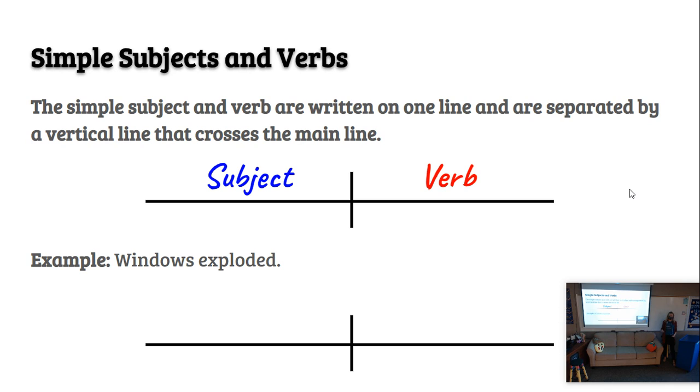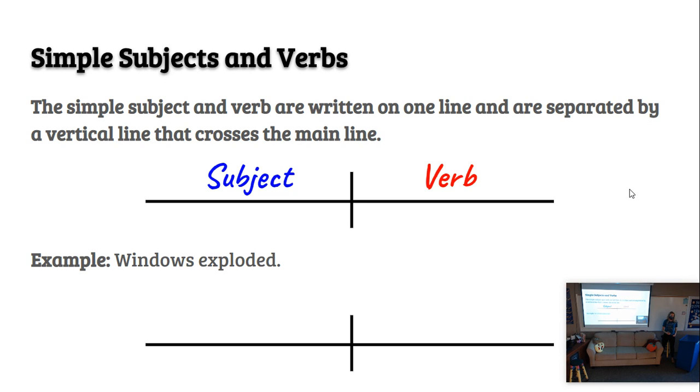You cannot have a diagram without a subject and without a verb, because if you do, you don't have a complete sentence. Every sentence in the English language has to have a subject and has to have a verb. So just to practice, let's look at our example down there. Windows exploded. This is a complete sentence, right? We've got a subject, we've got a verb.